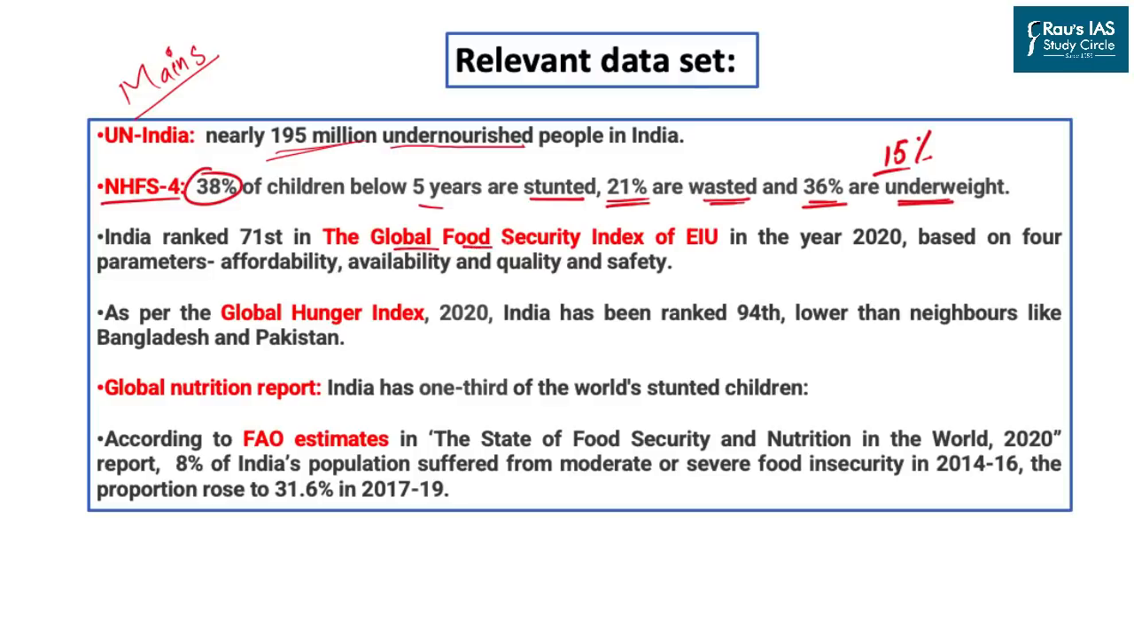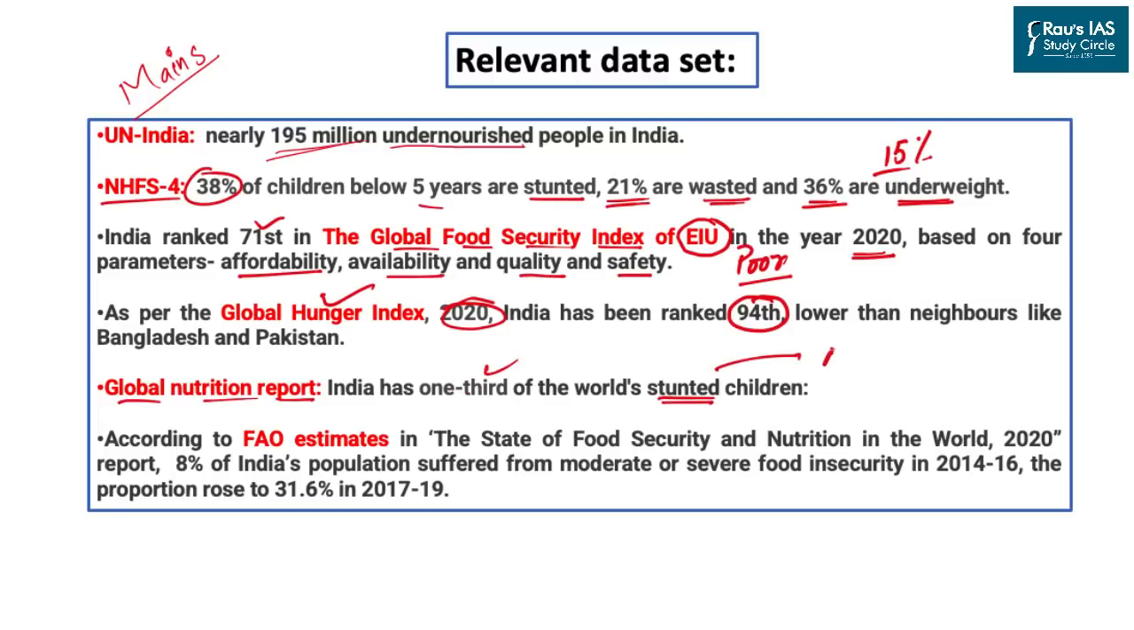As per the Global Food Security Index, published by the Economist Intelligence Unit in 2020, India ranked 71st when it comes to food affordability, availability, quality and safety, which is a very, very poor state. In the Global Hunger Index 2020, India has been ranked 94th, that is just 13 positions above the worst case in the world. Even as per the Global Nutrition Report, India has one third of the world's stunted children, and that too in absolute numbers.